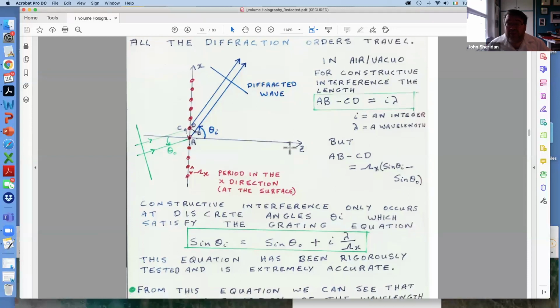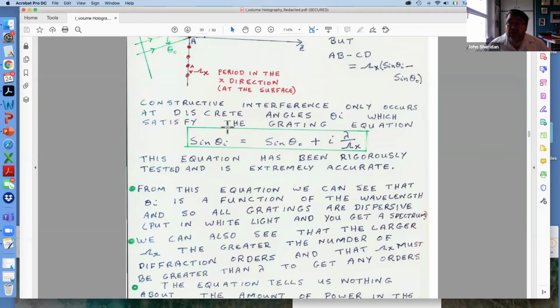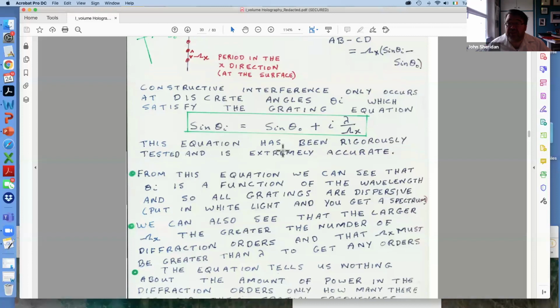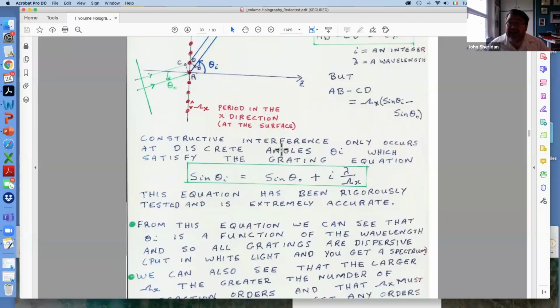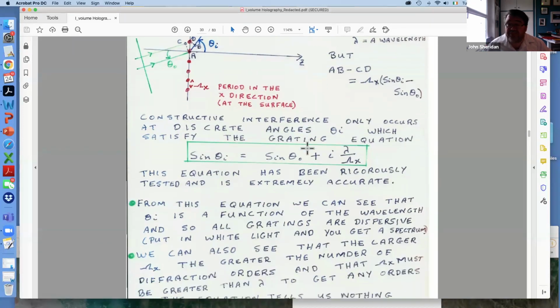And we can show, based on the grating, that the distance AB minus CD is equal to the period in X times sine of theta I minus sine of theta 0. That's simple trigonometry. Constructive interference only occurs when we satisfy the grating equation, the Fraunhofer equation. This has been very rigorously and accurately tested, and it's been shown that it's a consequence of conservation of momentum.